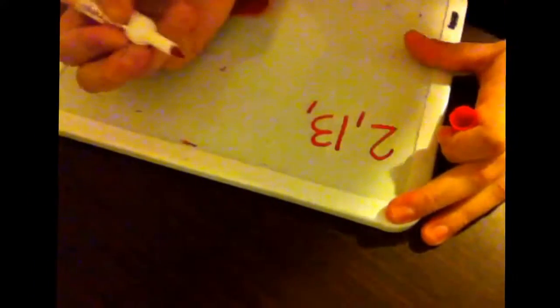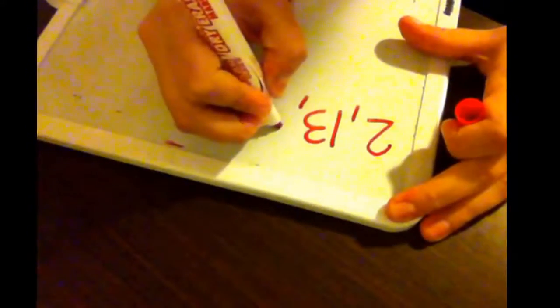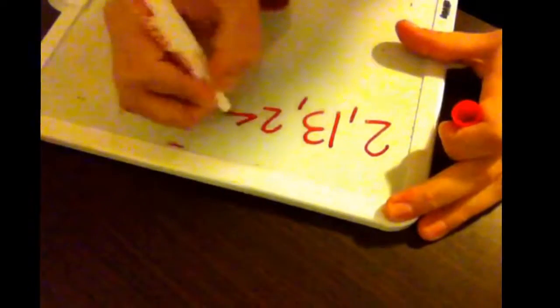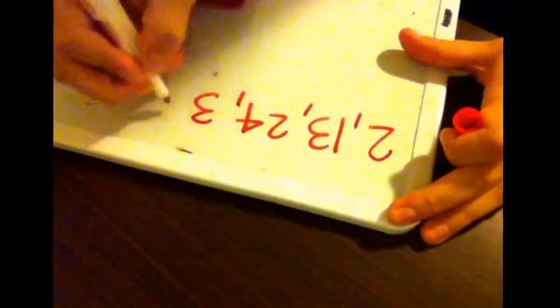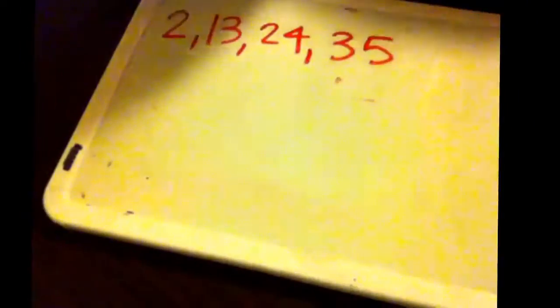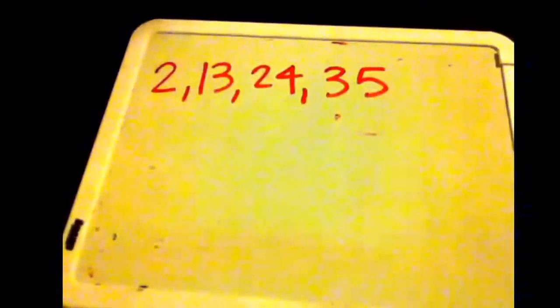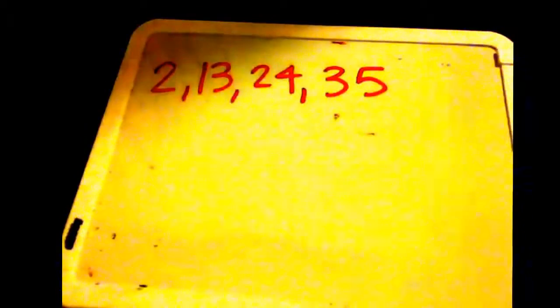Now another way we can do patterns is with arithmetic patterns. Now let's say we have the numbers 2, 13, 24, and 35. We saw this method when we learned about counting, and this is what's called skip counting.